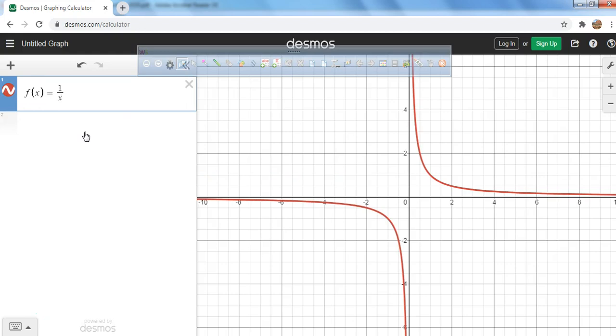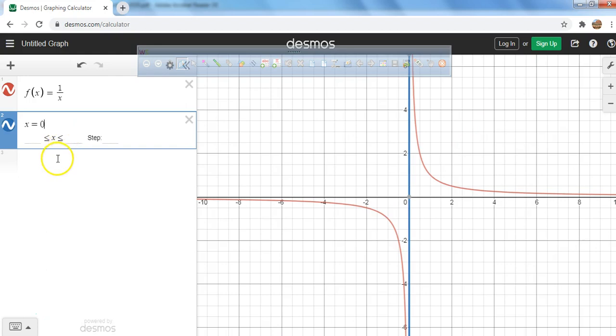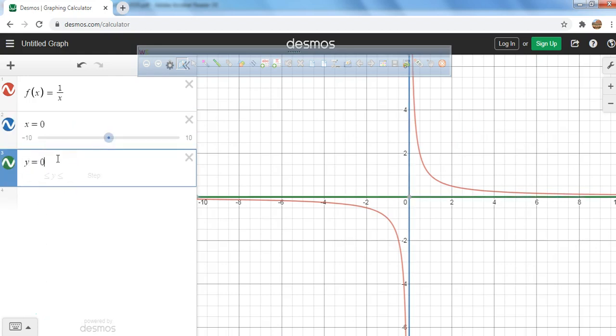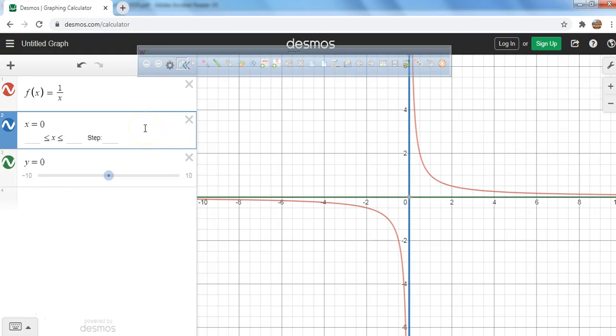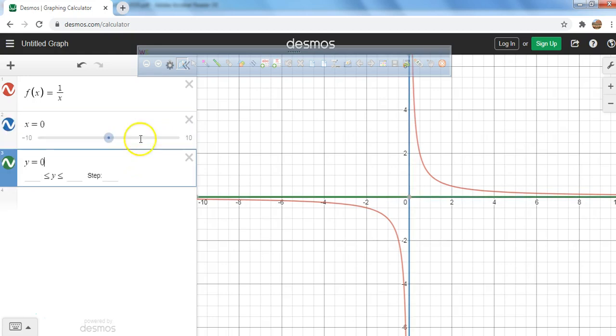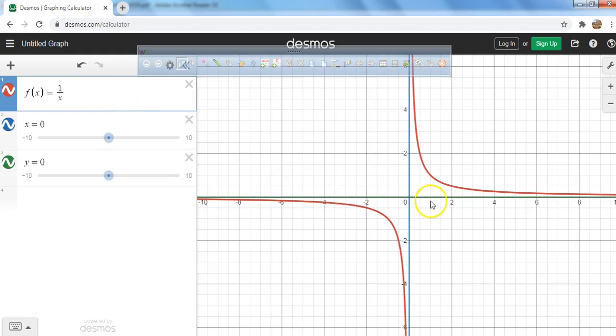That's your parent function. Now something you need to understand about this parent function, it has two asymptotes. It has a vertical asymptote, and the vertical asymptote is x equals 0, and it has a horizontal asymptote at y equals 0. So the vertical asymptote is right there, the horizontal asymptote is right there. So here we go. There's the horizontal, there's the vertical. All right. So we're going to talk about the rules for horizontal asymptotes and rules for vertical asymptotes. So the first thing we're going to talk about is the rules for vertical asymptotes.